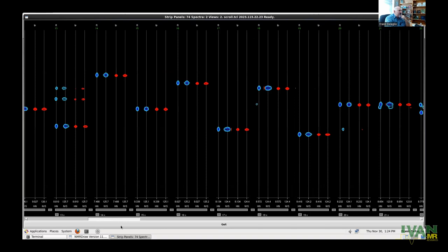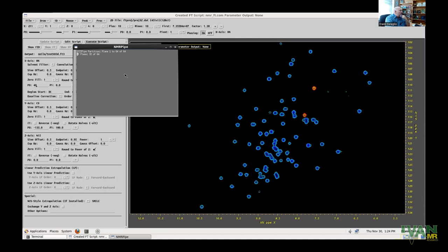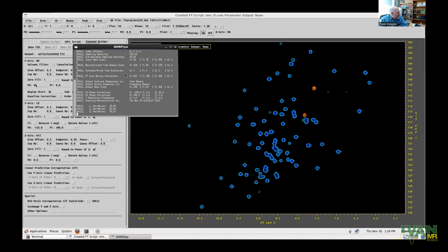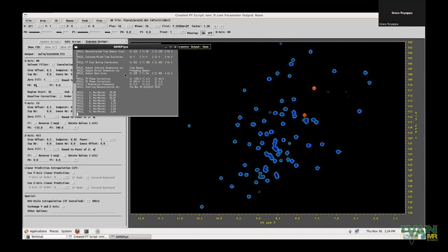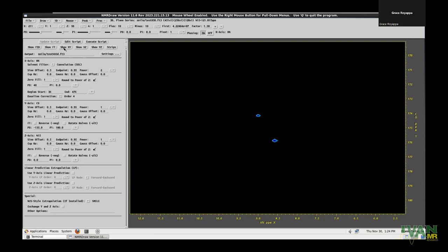So let's try a different method now. Instead of doing linear prediction, let's use SMILE to extrapolate the data. I'll update the script and execute it now. So which prediction would you suggest as the best one? I know that NMRIST, but for NUS, I have also seen it with artifacts, right?